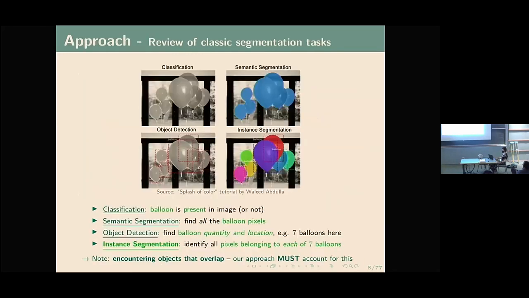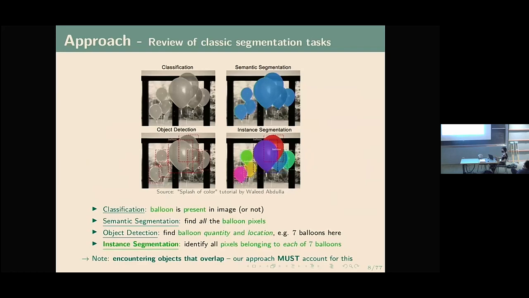So before we jump into our approach, let's first get on the same page and review some basic segmentation tasks, each of which aims to tackle a different problem. This is probably a review for some of you, if not, whatever, it looks cool. So classification seeks to determine whether an object is present in an image or not. So in this case, is there a balloon? There's not a balloon.